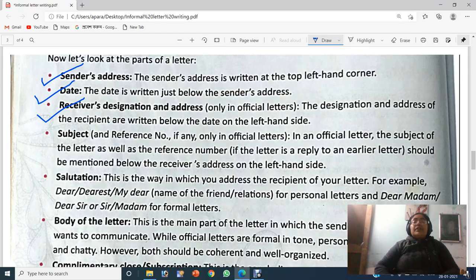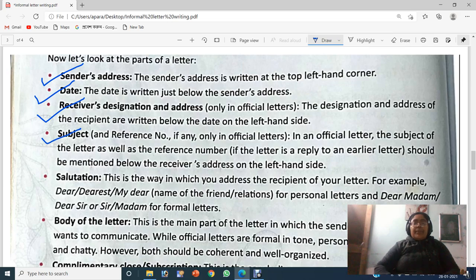Next comes the receiver's designation and address, only in case of a formal letter or official letter. The designation and address of the recipient are written below the date on the left-hand side corner only. Then comes the subject. Subject also in case of a formal letter.